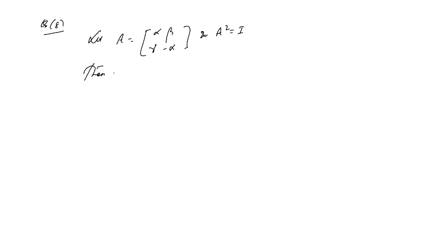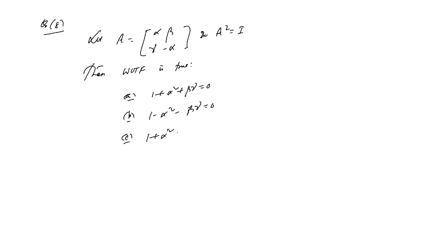There is another question from matrix theory, question number 8. Let A equals [alpha, beta; gamma, minus alpha] and A square equals I. So that means it is basically an involutory matrix. Then which of the following is true? Option A: 1 plus alpha square plus beta gamma equals 0. Option B: 1 minus alpha square minus beta gamma equals 0. Option C: 1 plus alpha square minus beta gamma equals 0. And option D: 1 minus alpha square plus beta gamma equals 0.